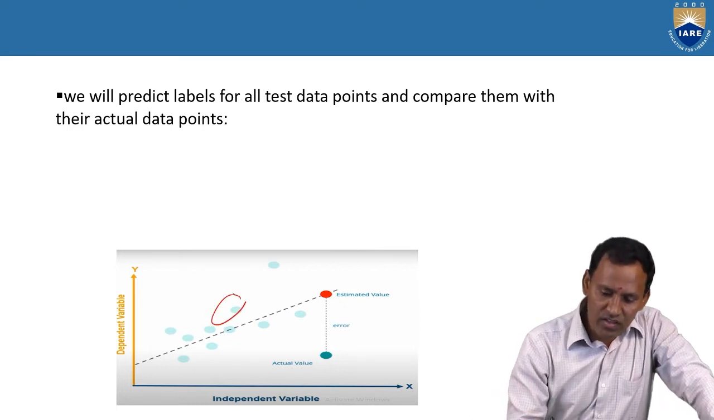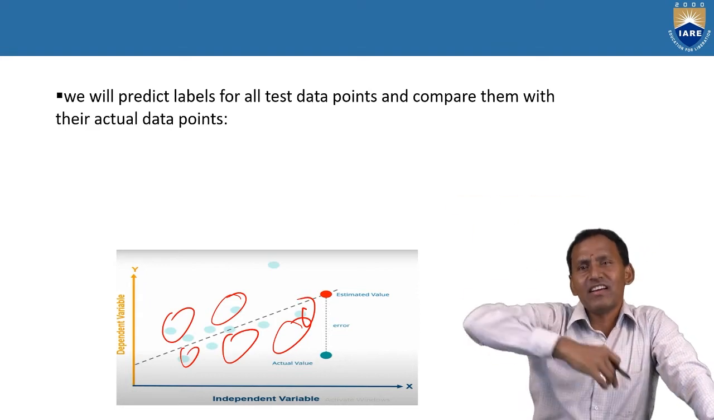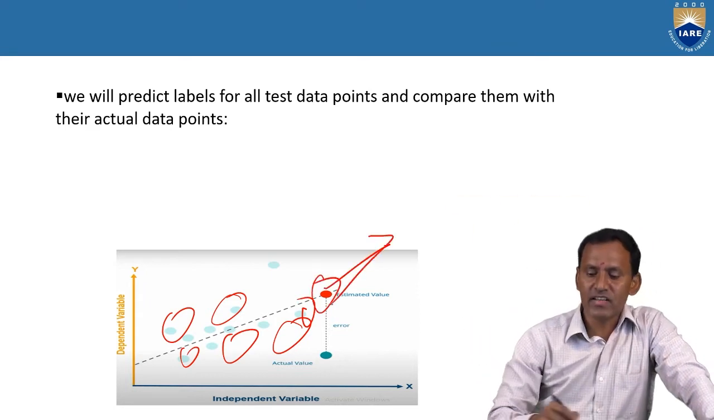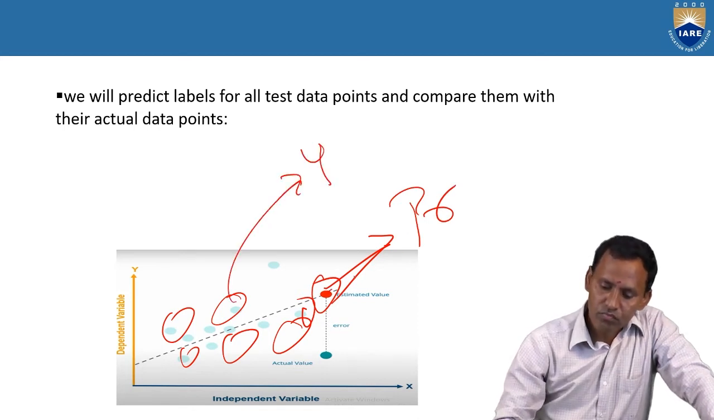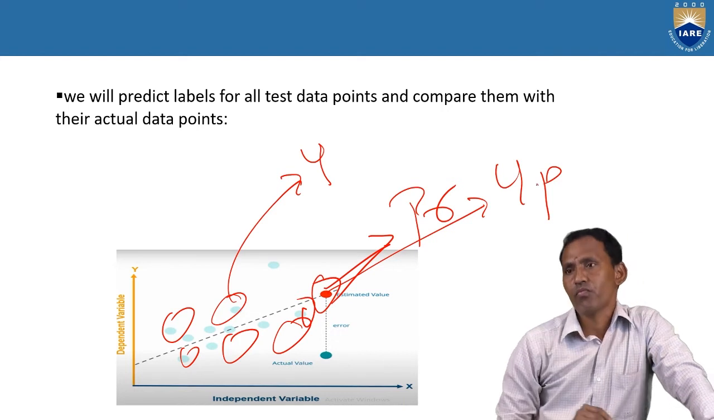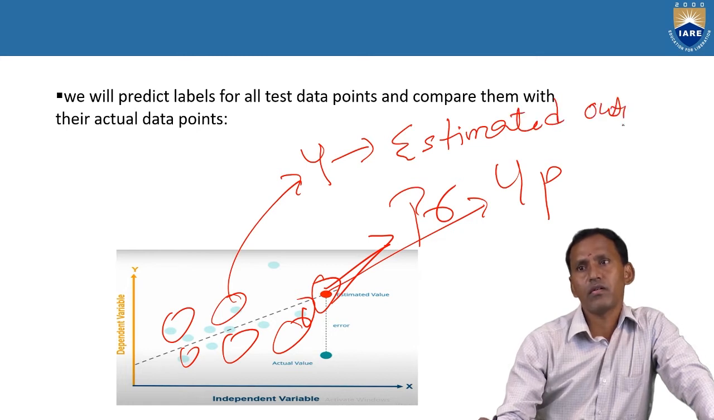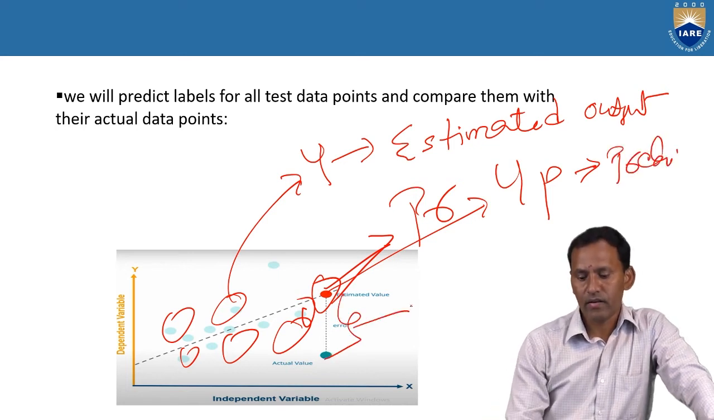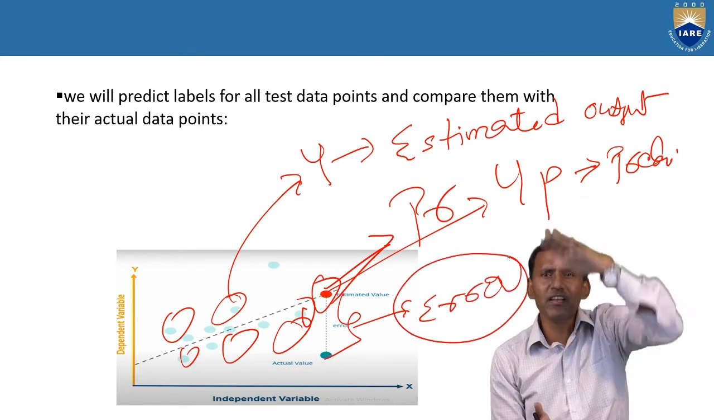So these green dots indicate what? Actual data points we estimated already. Now these red data points indicate what? Predicted. This one is the Y, and this one is YP. So this is the estimated output, and YP is the predicted output. This is the gap, the error. This error we have to minimize.